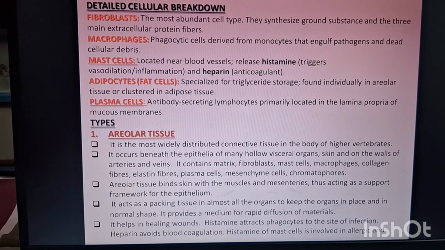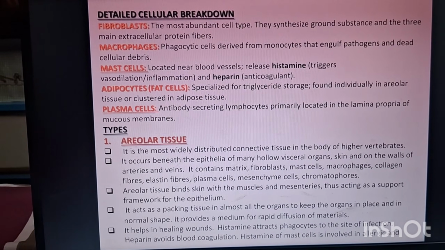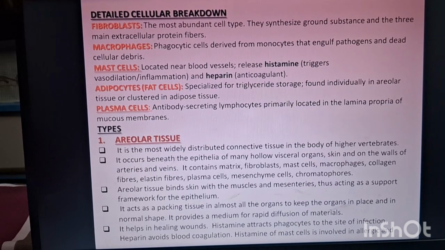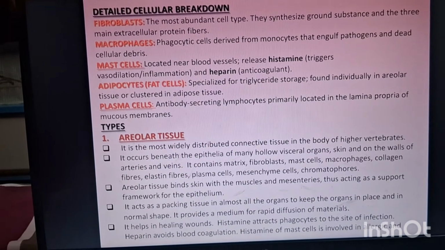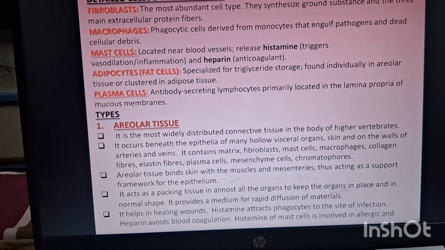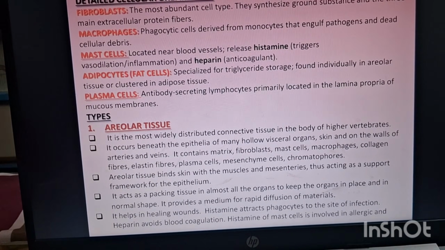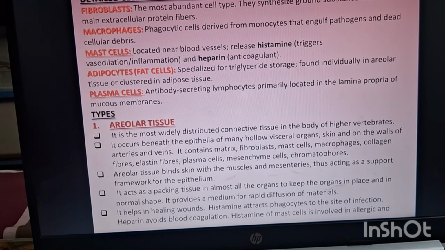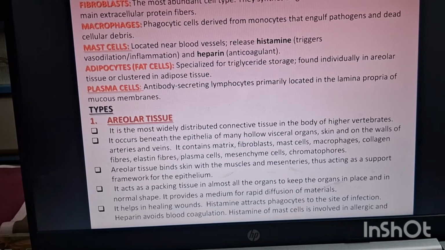This means it causes blood vessels to widen and triggers inflammation, protecting injured areas, and heparin, which acts as an anticoagulant, which means it prevents blood from clotting too quickly. Next, adipocyte cells. They are specialized for triglyceride storage, meaning fat storage, found individually in areolar tissue or clustered in the adipose tissue. Next, plasma cells are antibody-secreting lymphocytes primarily located in the lamina propria of types of mucous membrane.